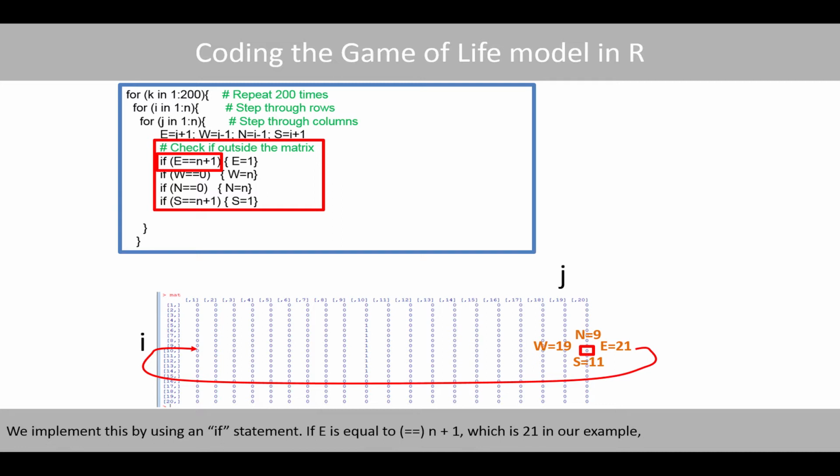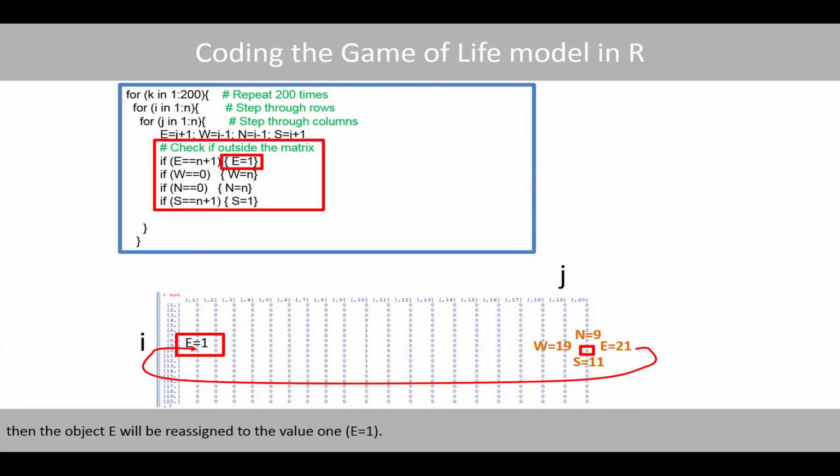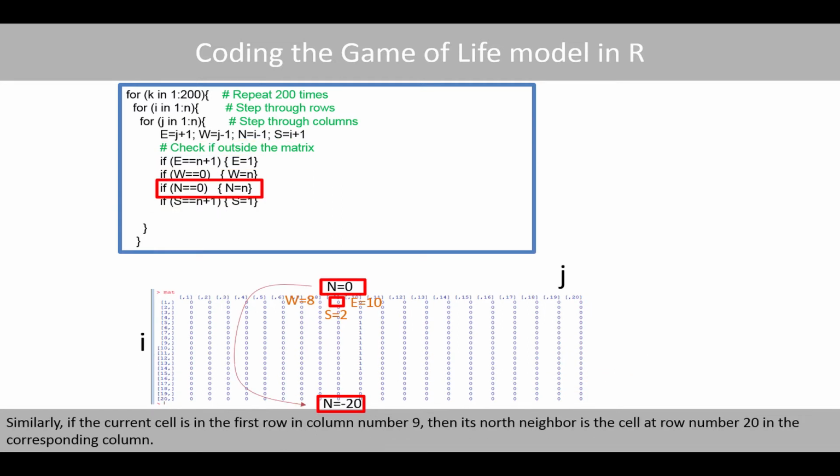If e is equal to n plus 1, which is 21 in our example, then the object e will be reassigned to the value 1. Similarly, if the current cell is in the first row in column number 9, then its north neighbor is the cell at row number 20 in the corresponding column.